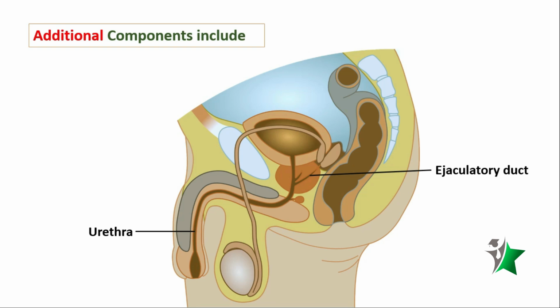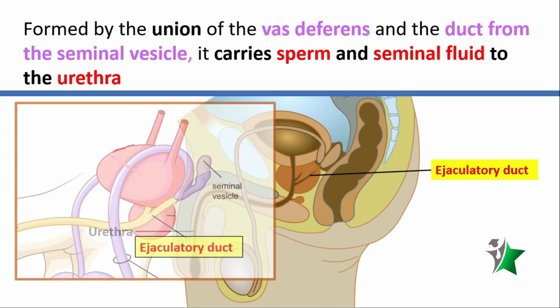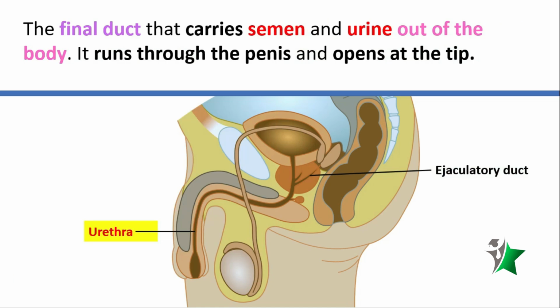Additional structures of the male reproductive system include the ejaculatory duct. The ejaculatory duct is formed by the union of the vas deferens and the duct from the seminal vesicle. It carries sperm and seminal fluid to the urethra. The urethra is the final duct that carries semen and urine out of the body. It runs through the penis and opens at the tip.